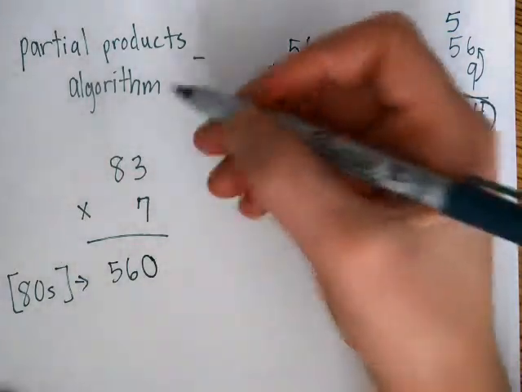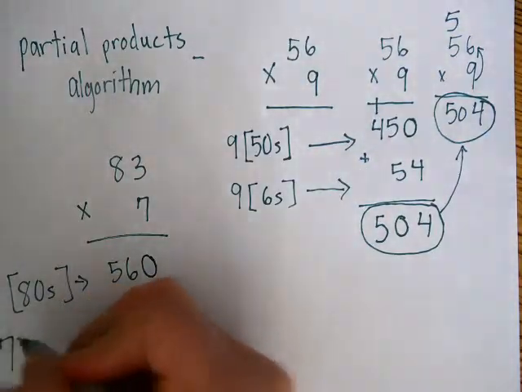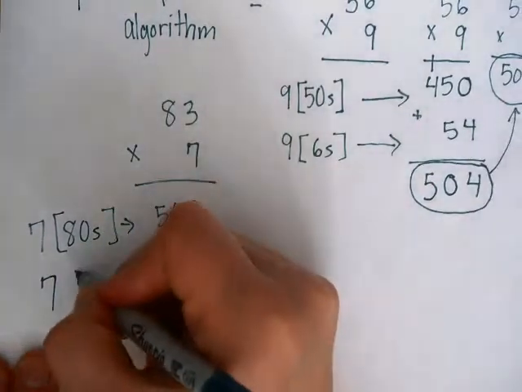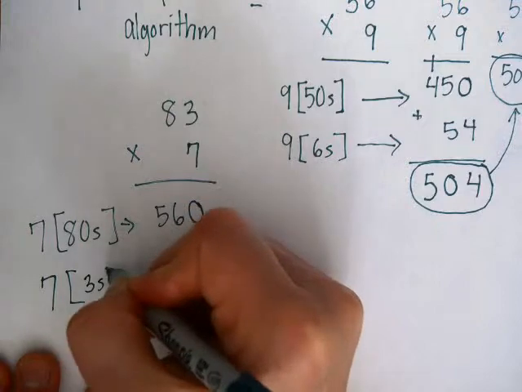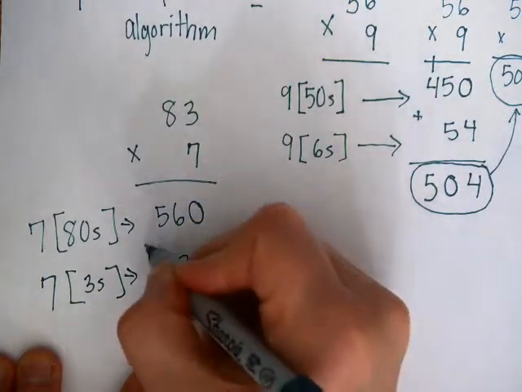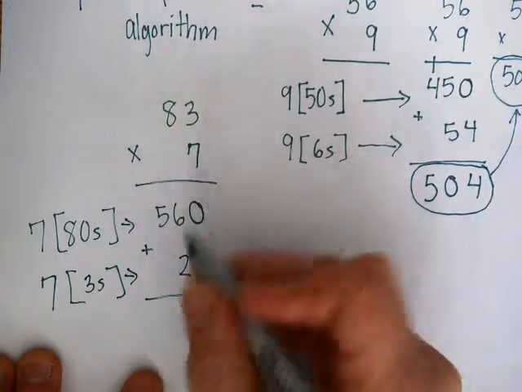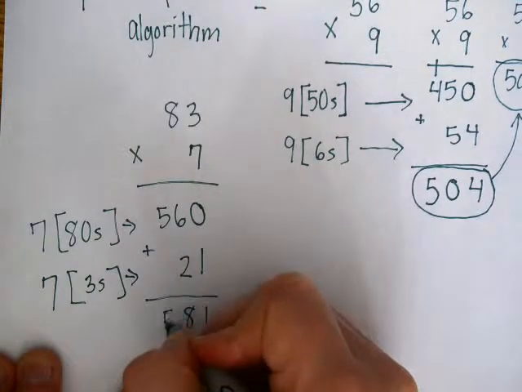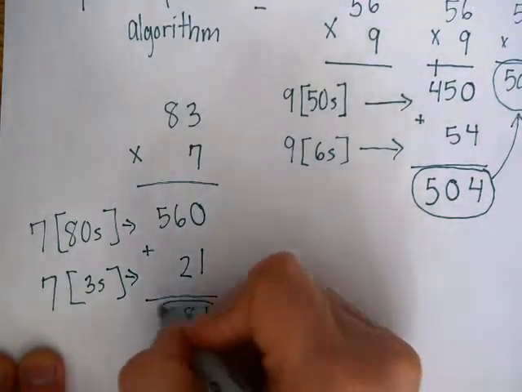And then I need 7 3s. So I'll put it right here, 3s. And 7 times 3 is going to be 21. And I will add those together, and I'll have 0 plus 1 is 1, 6 plus 2 is 8, and then bring the 5 down, should be 581.